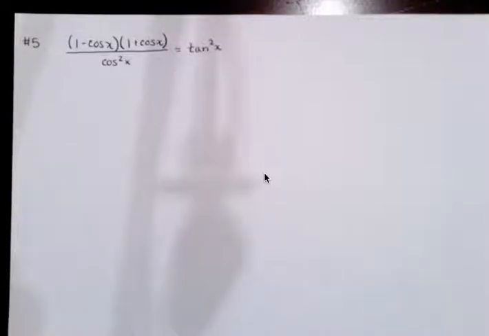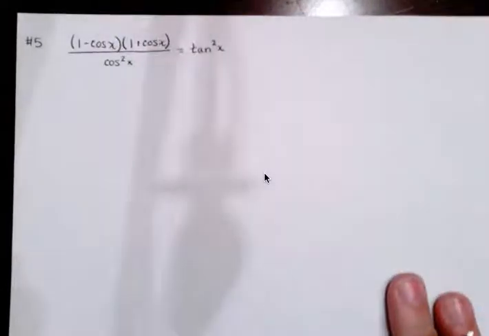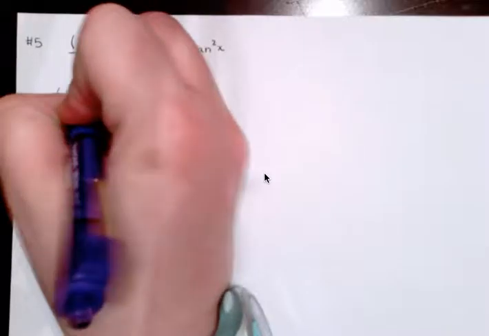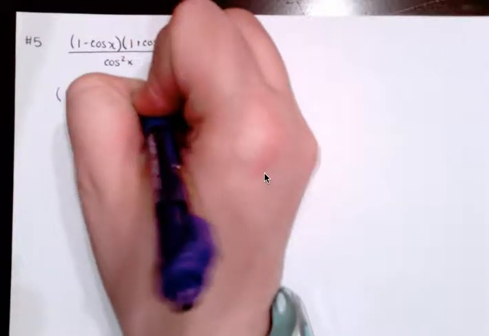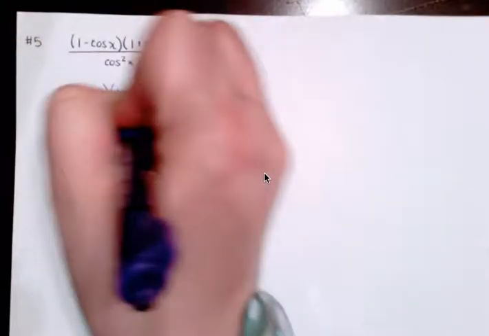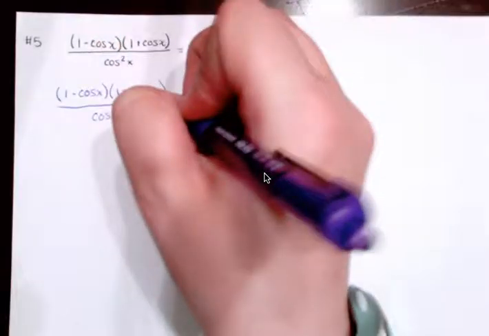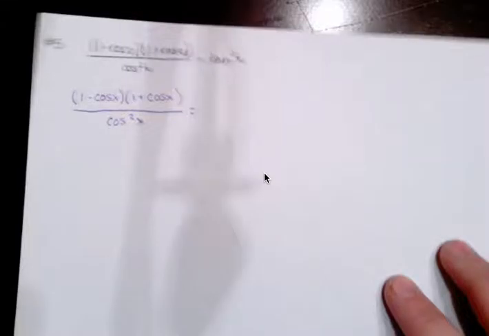Number 5 from your worksheet 1, and you want to prove that all of this is equal to tangent squared. Again, the first step to any proof is pick the side you want to work with. Well, the left side's more complicated, so it's going to be easier to manipulate, so I would start with the left side. So you go ahead and rewrite what you have, so (1 minus cosine x)(1 plus cosine x) all over cosine squared of x. And we want to get that equal to tangent squared of x.